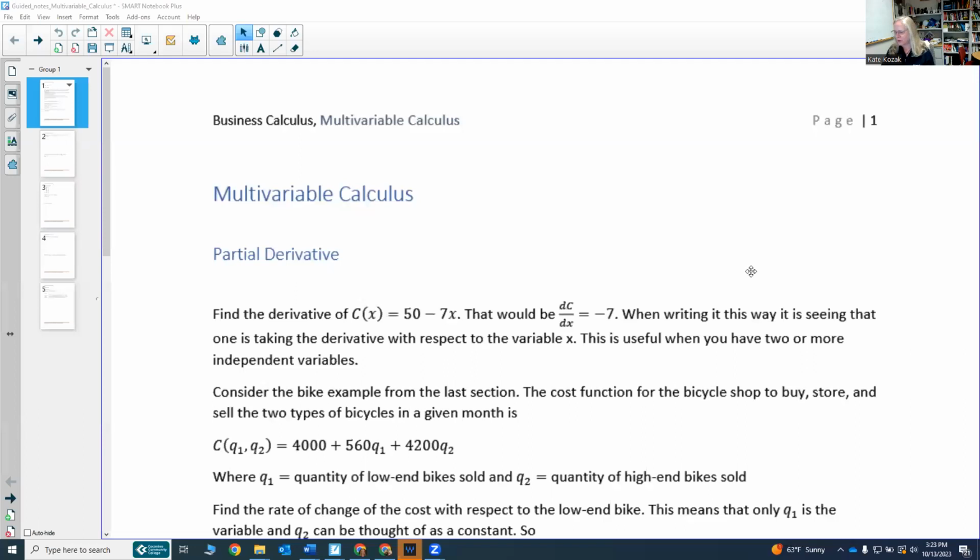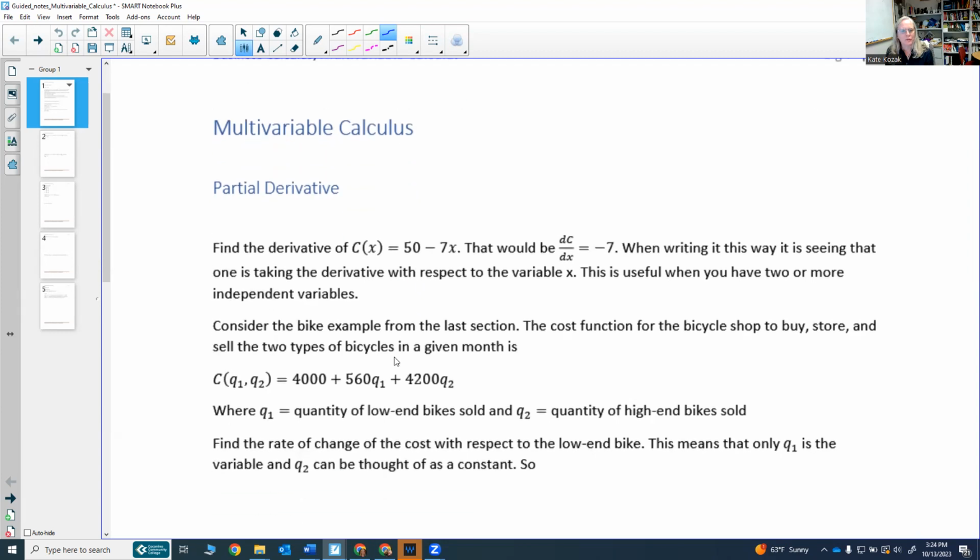This video will show you how to do some multivariable calculus. So we're going to start with the partial derivative. We want to find the derivative of, let's say, C of x equals 50 minus 7x. That would be dC/dx is equal to negative 7. When writing it this way, it is easy to see that one is taking the derivative with respect to the variable x. This is useful when you have two or more independent variables.